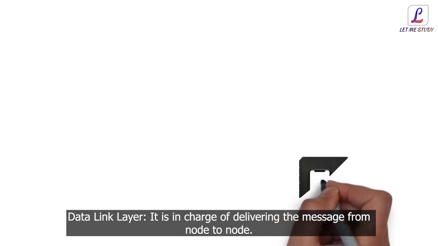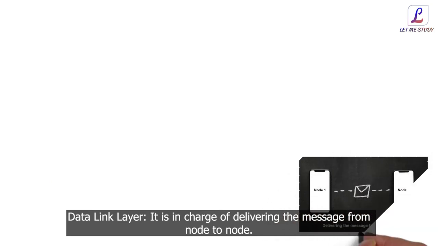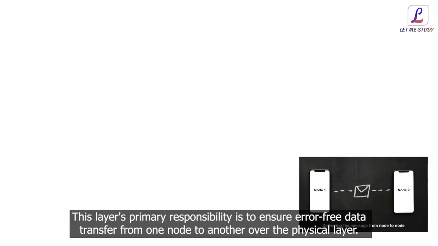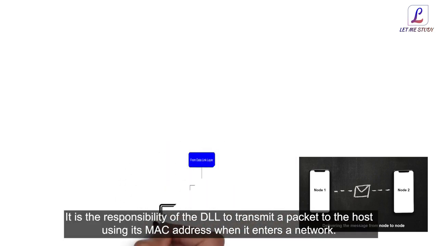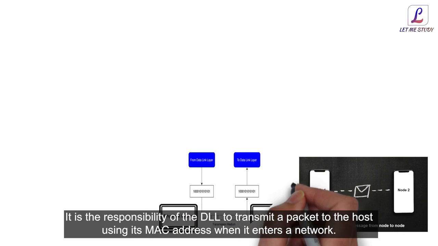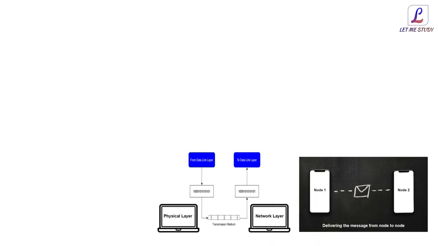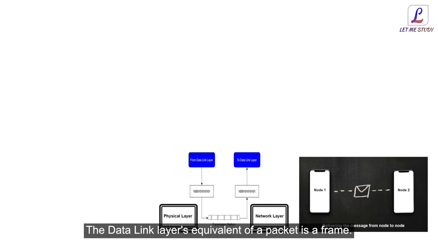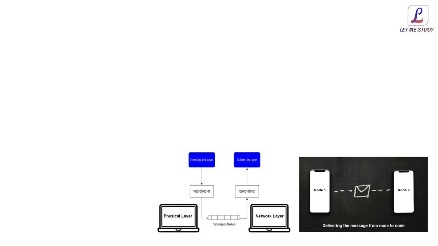Data link layer. It is in charge of delivering the message from node to node. This layer's primary responsibility is to ensure error-free data transfer from one node to another over the physical layer. It is the responsibility of the DLL to transmit a packet to the host using its MAC address when it enters the network. The data link layer's equivalent of a packet is a frame. Switch and bridge are devices for the data link layer.